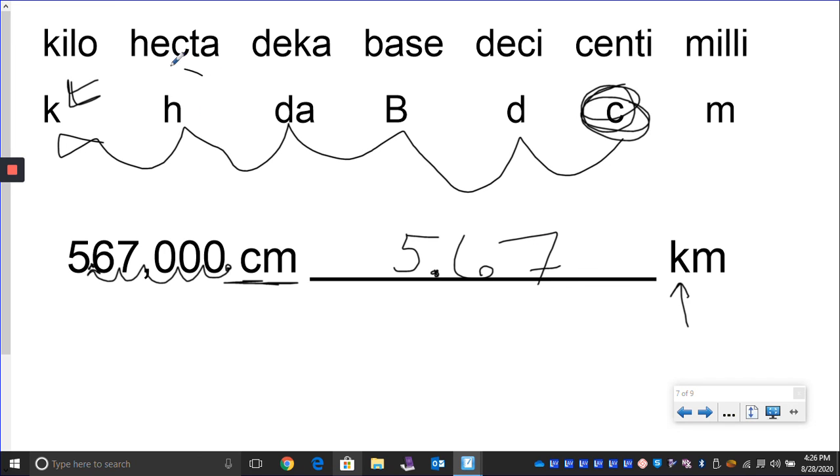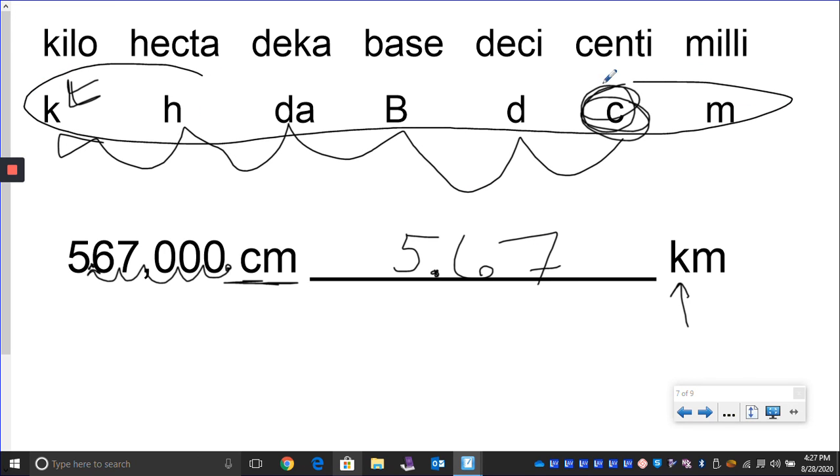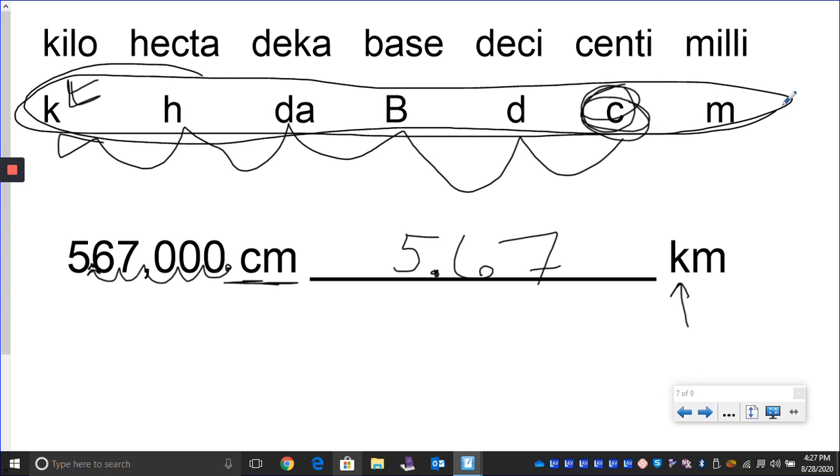Ladies and gentlemen, please let me know if any questions. Very good idea to make sure you have your metric prefix ladder always on your paper before you do any conversions.